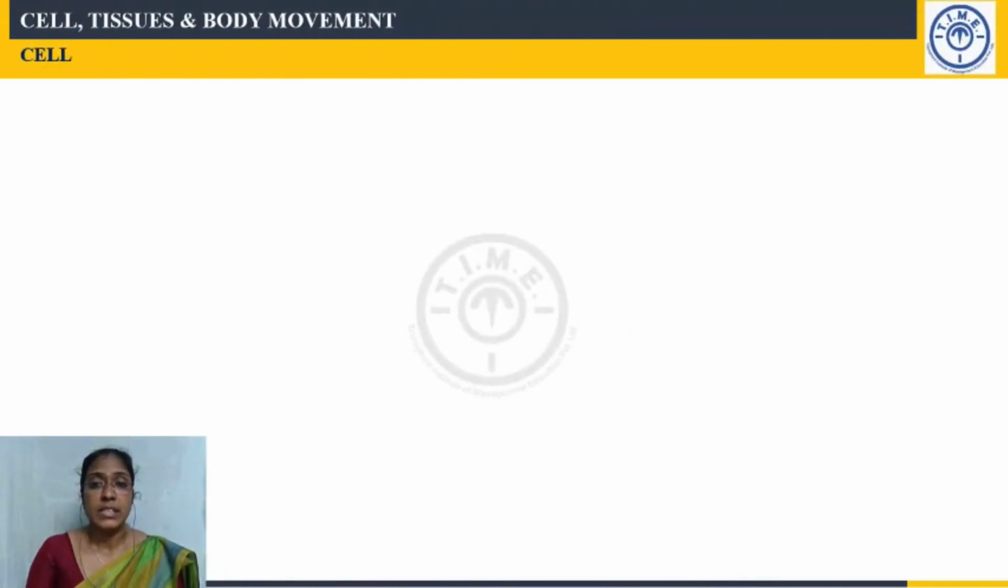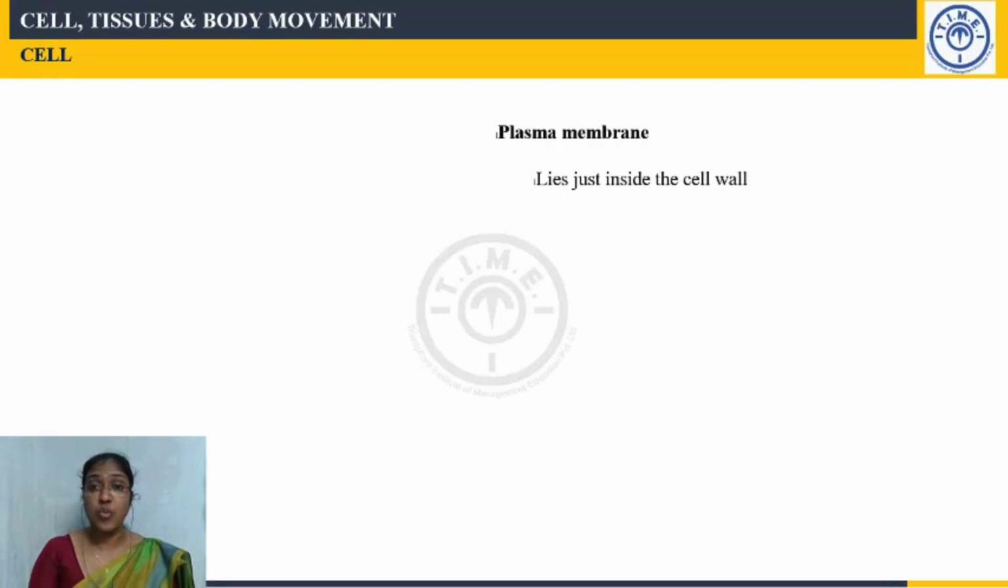Then moving on to the next structure, that is the plasma membrane. The first structure is the outer layer, that is the cell wall. The second one is the plasma membrane. It lies just inside the cell wall. When I showed you the structure of the bacterium, there was a structure inner to the cell wall, that is the plasma membrane. They are made of lipids and proteins. So plasma membranes are made of lipids and proteins. The cell wall is made up of peptidoglycans. So you have to note all these things.